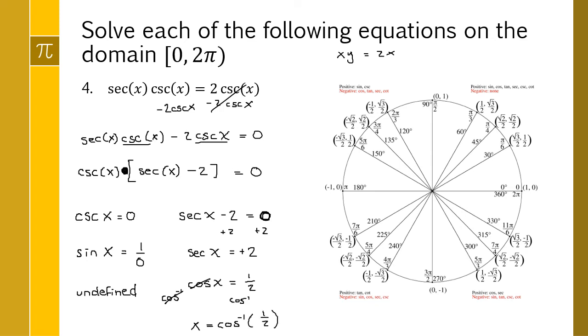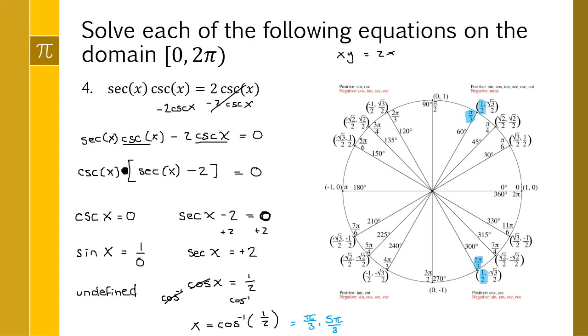So I'm looking for angles that give me an x-coordinate or a cosine of 1/2. I see that here at pi over 6, and, oops, no, that's the y-coordinate. I need an x-coordinate of 1/2 because this is cosine. So that would be pi over 3. And then down here at 5 pi over 3. So my solutions would be pi over 3 and 5 pi over 3.